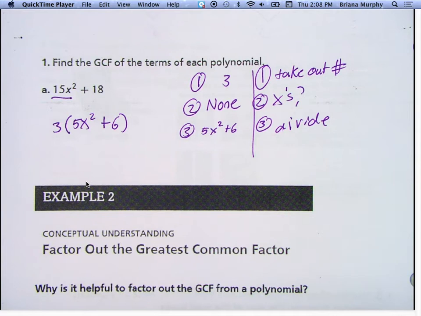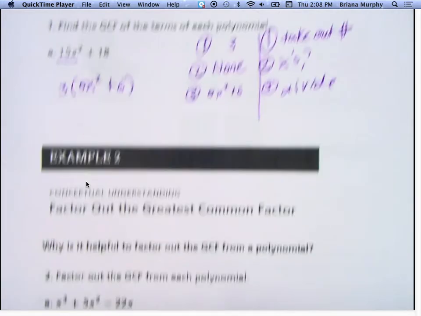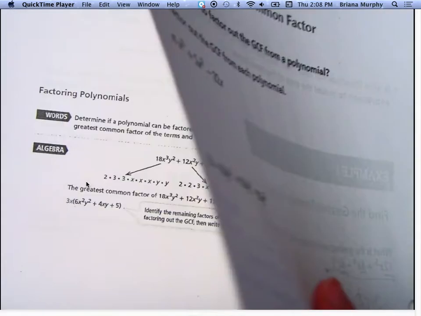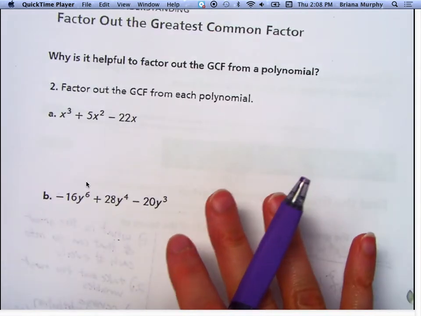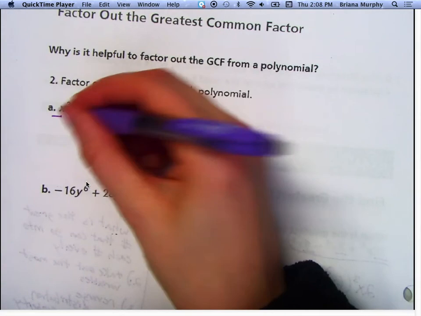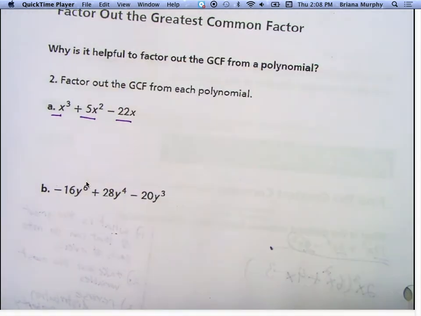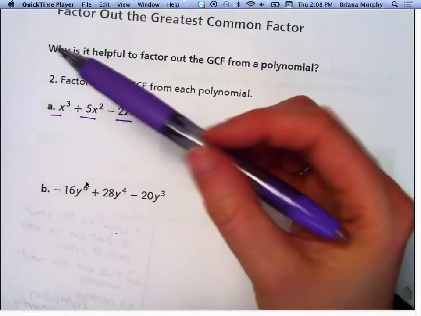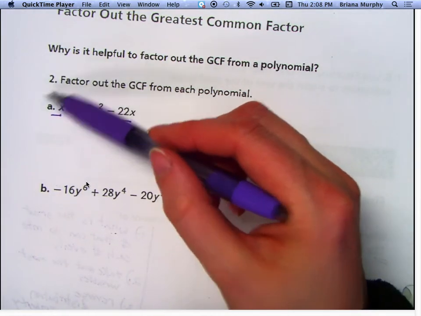Okay, I'm going to do A for number 2, and then I want you guys to try and do B. So the first thing I look at is, this has a 1, this has a 5, and this has a negative 22. There's nothing besides 1 that I could pull out, right? So I can't pull out a number, because 1 divided by 1 gives me 1, 5 divided by 1 gives me 5, 22 divided by 1 gives me 22. But I can't do anything bigger than that because the biggest number this one has is a 1.